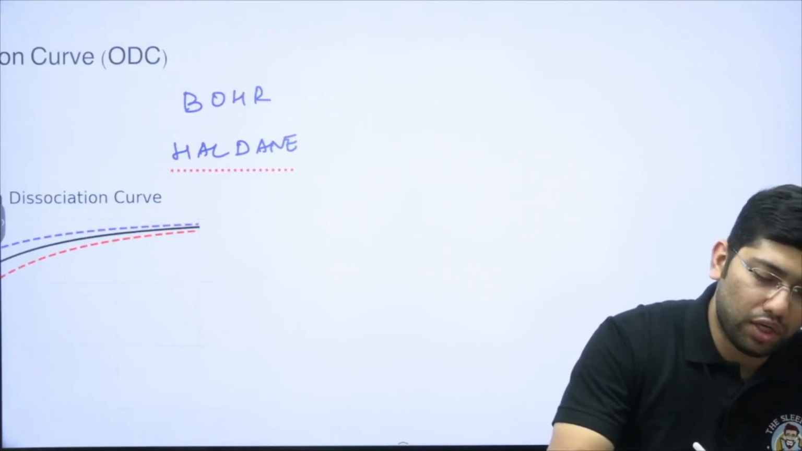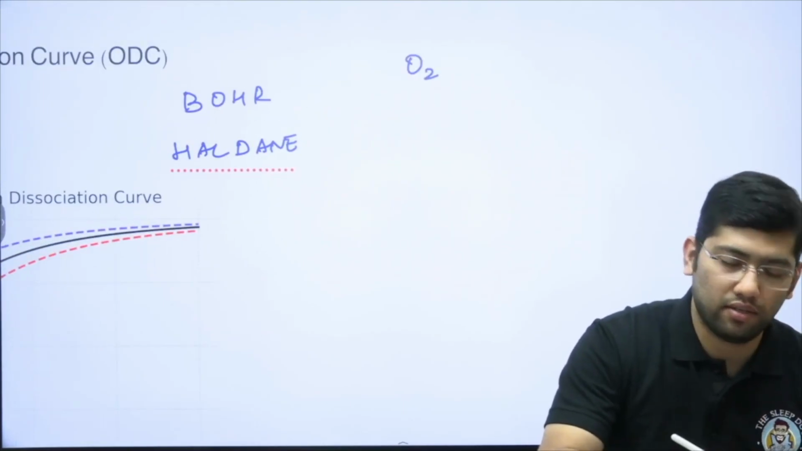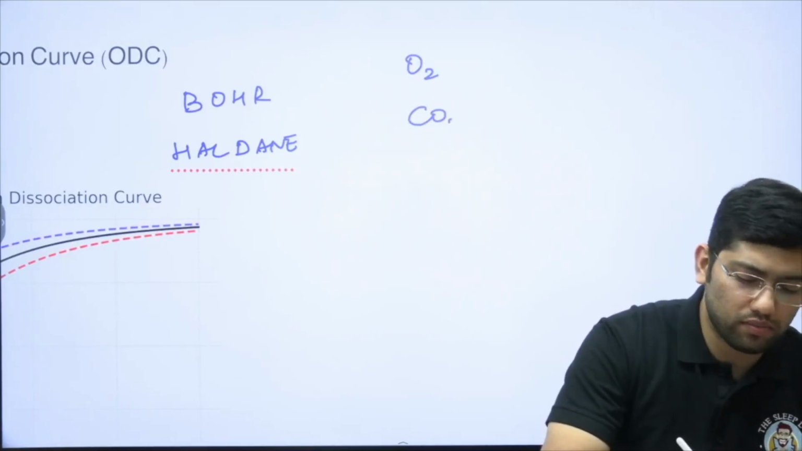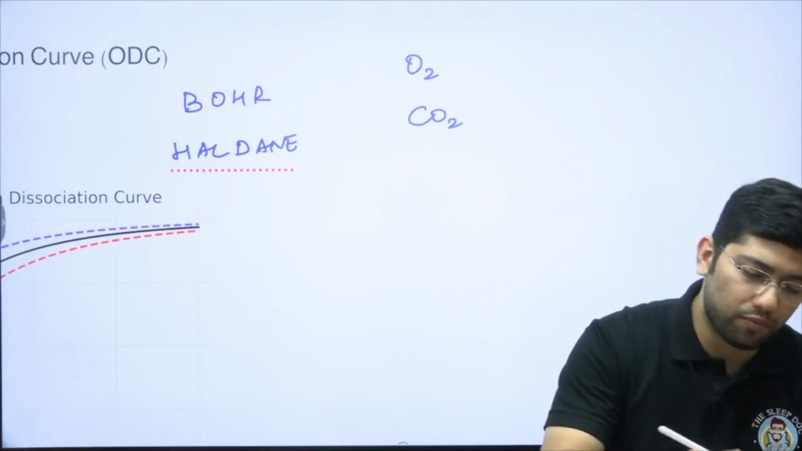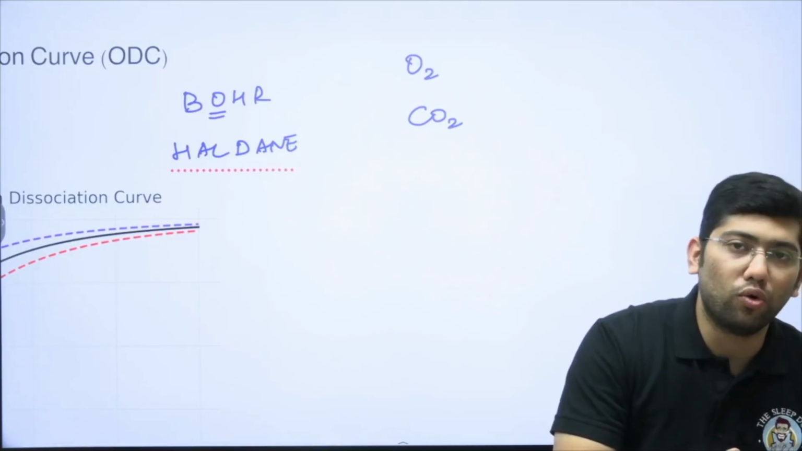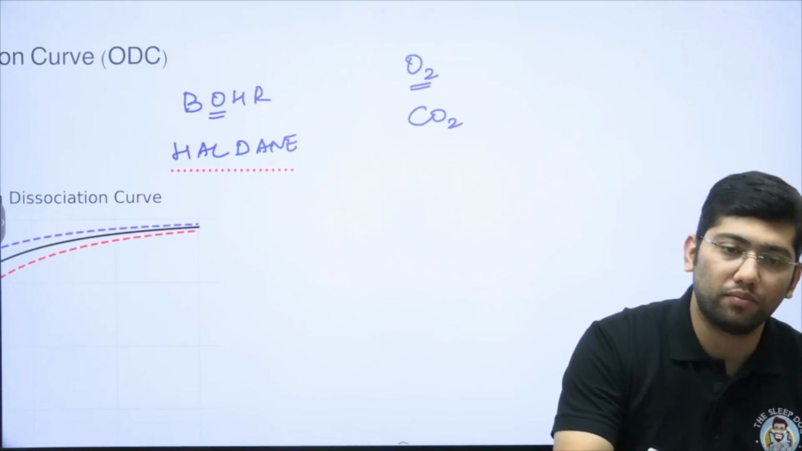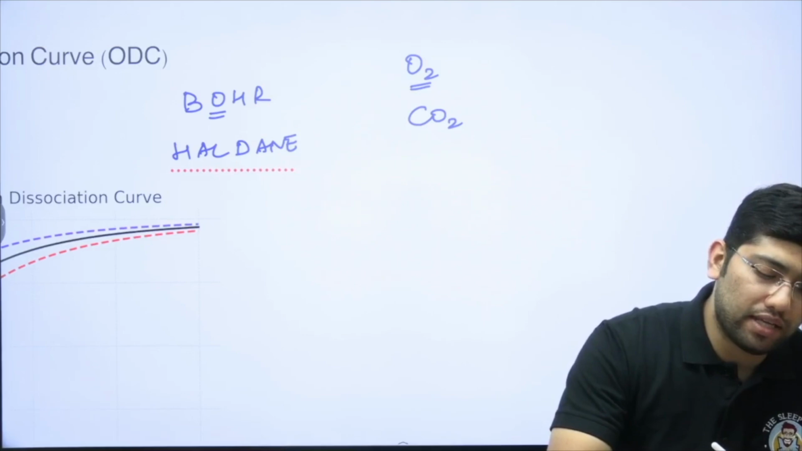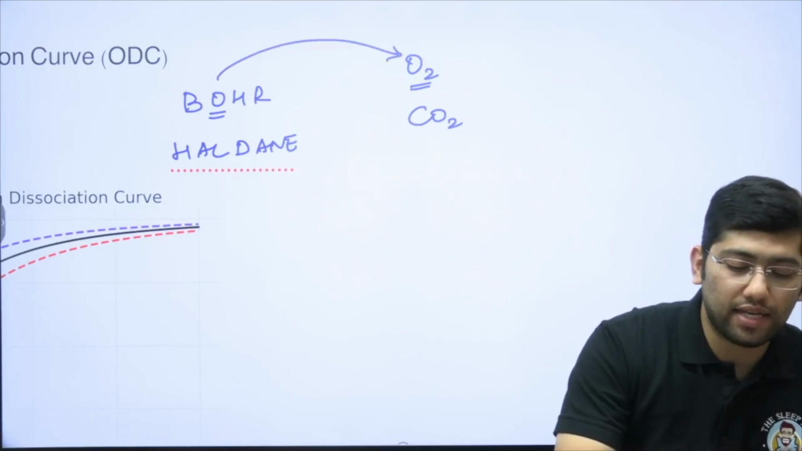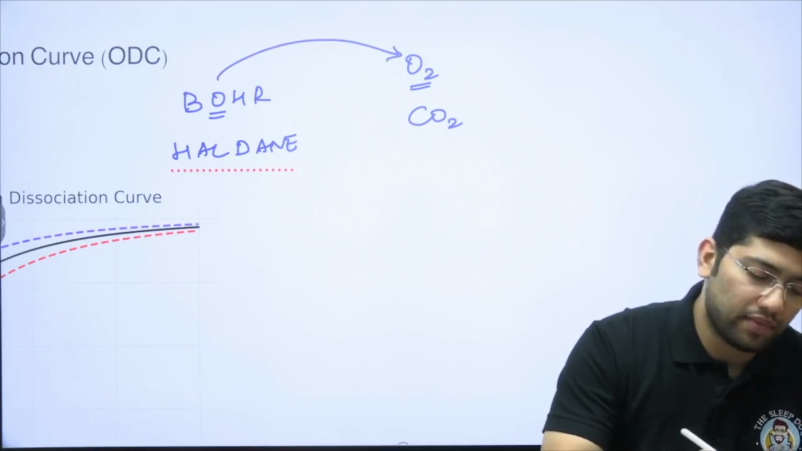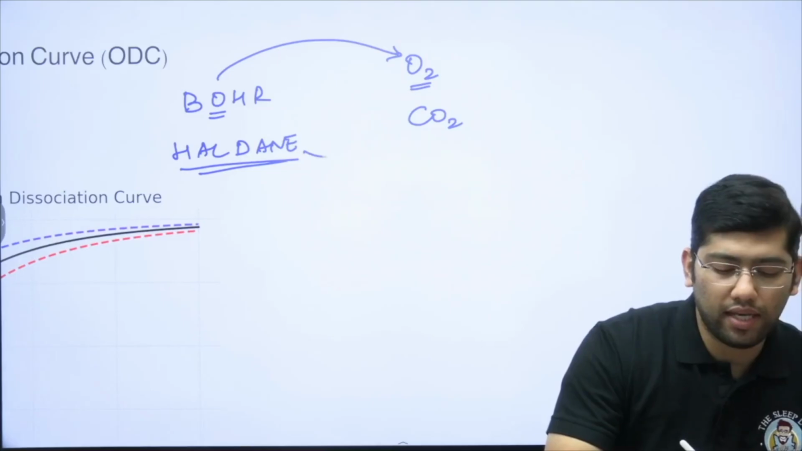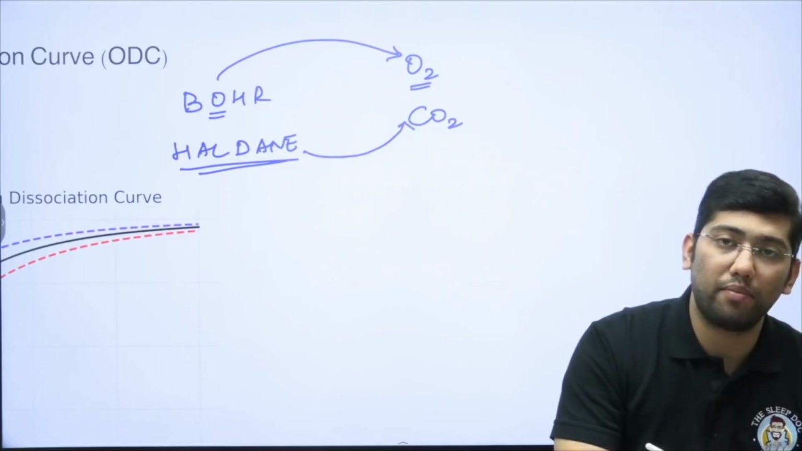And we have two gases in discussion here. One is oxygen, one is carbon dioxide. Now, whichever has this O has an end effect on the structure starting with O. So, in the Bohr effect, the end gas that is getting affected is oxygen, and for Haldane, the end gas that is getting affected is carbon dioxide.